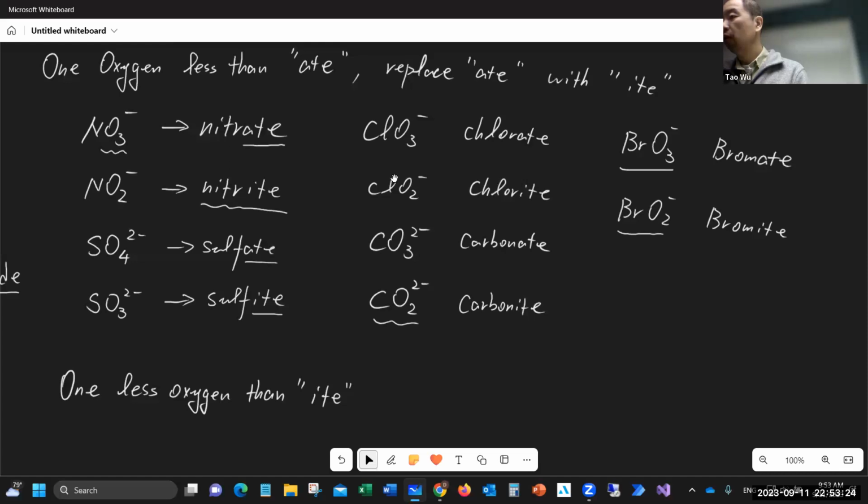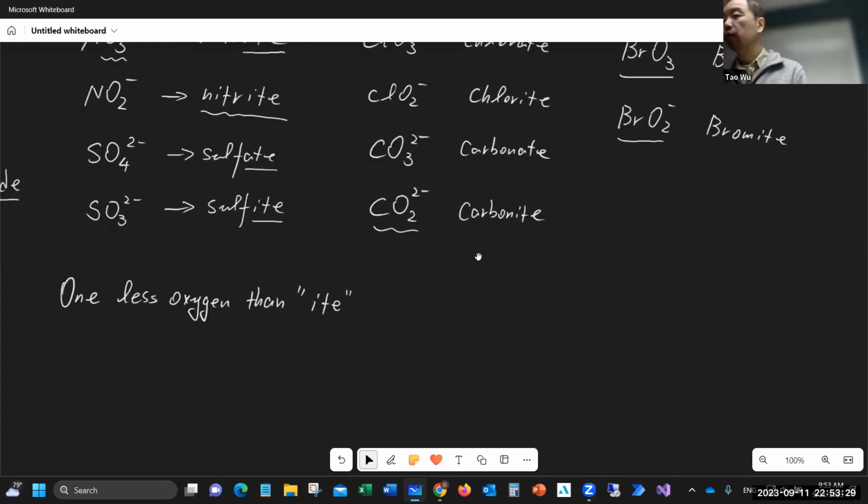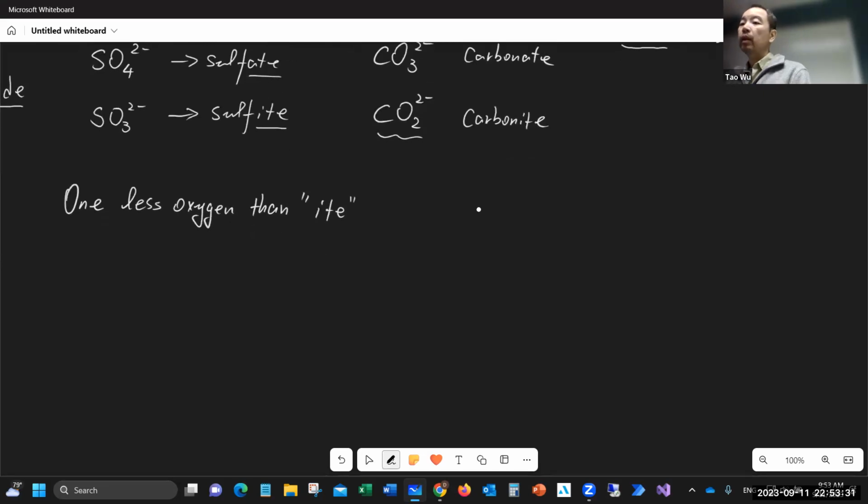But for the fluorine, for the halogen group, they do have. Okay, for the halogen group, they do have. Like ClO2 minus, this is called chlorite. And ClO minus, okay, ClO minus, this is one less oxygen over here.